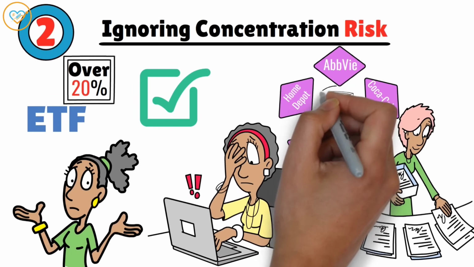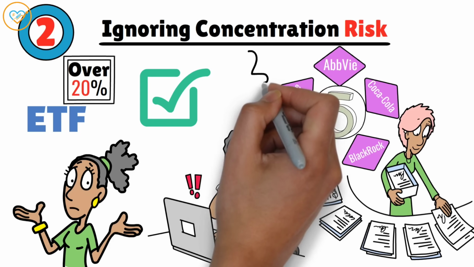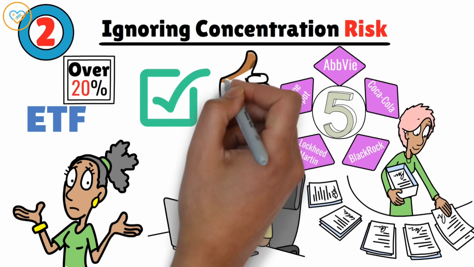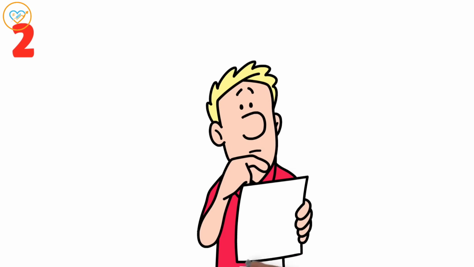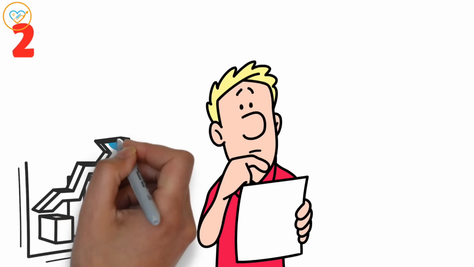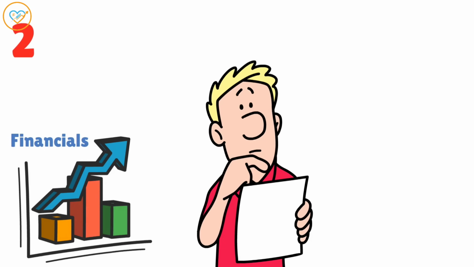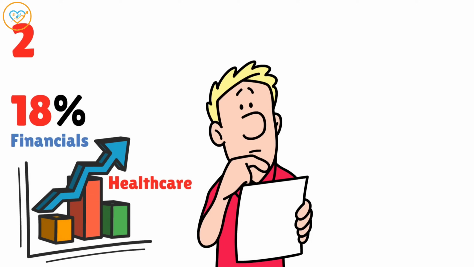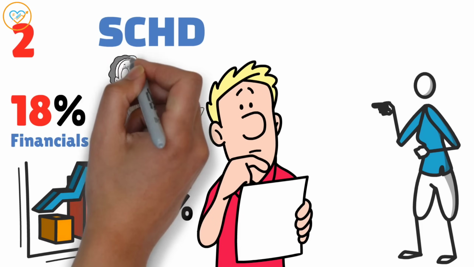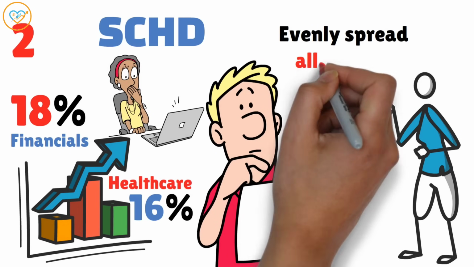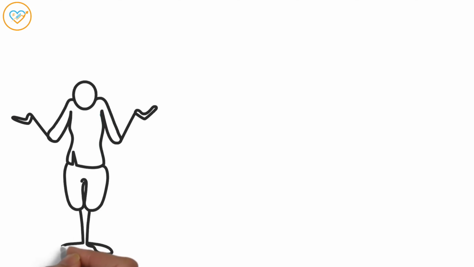Although these are high-quality blue-chip companies, this means that SCHD's performance can be heavily influenced by how these top stocks do. So if 1 or 2 of them hit a rough patch, it can drag down the overall returns of the entire ETF. To add to that, SCHD has a higher weighting in certain sectors, like financials and healthcare. For example, financials make up nearly 18% of the ETF, while healthcare accounts for over 16%. If these sectors face tough times, SCHD could feel the impact more than other ETFs with broader, more evenly spread allocations.